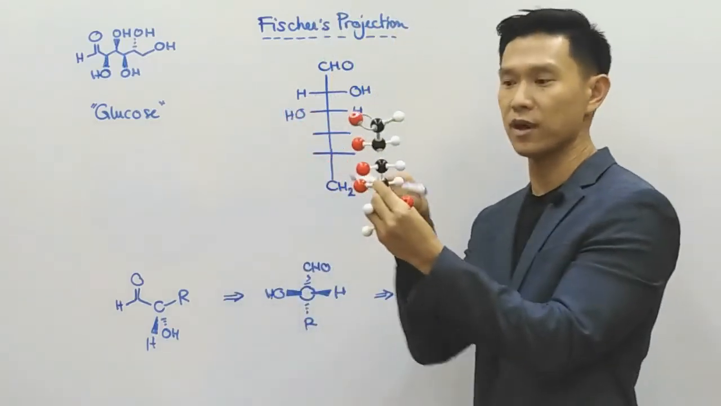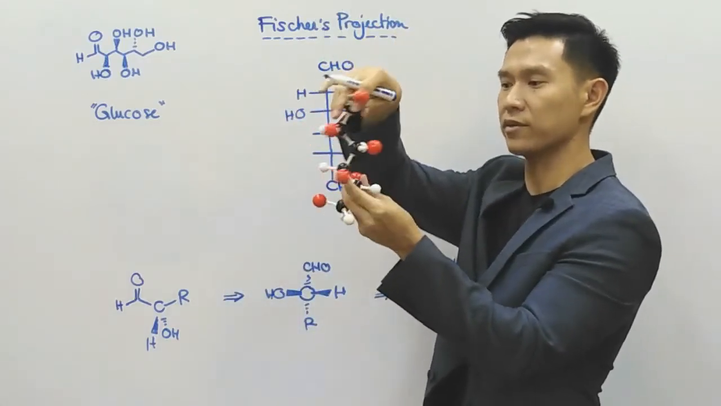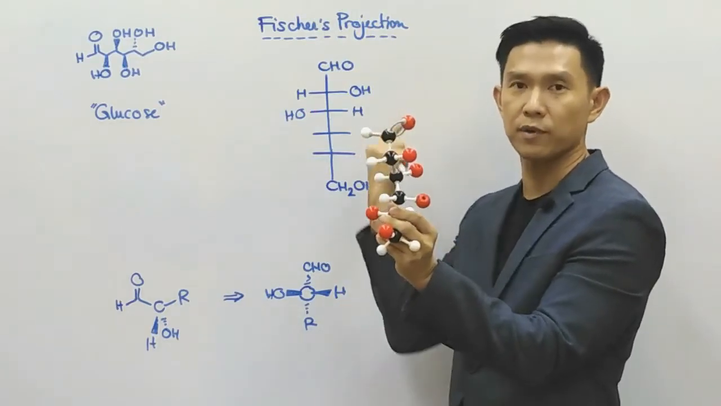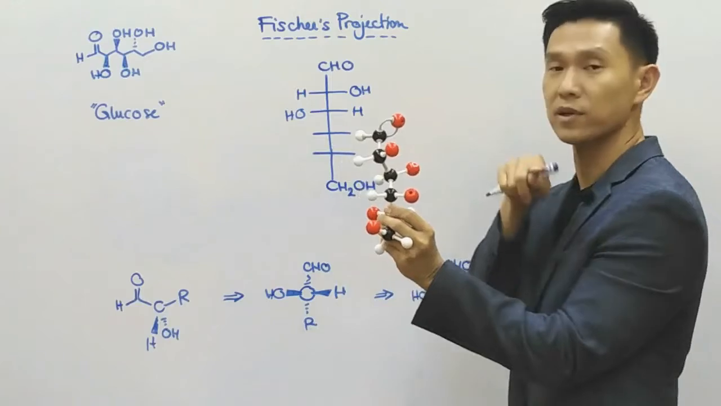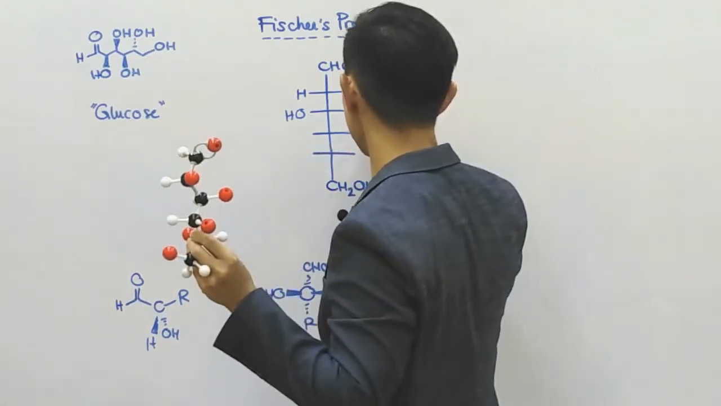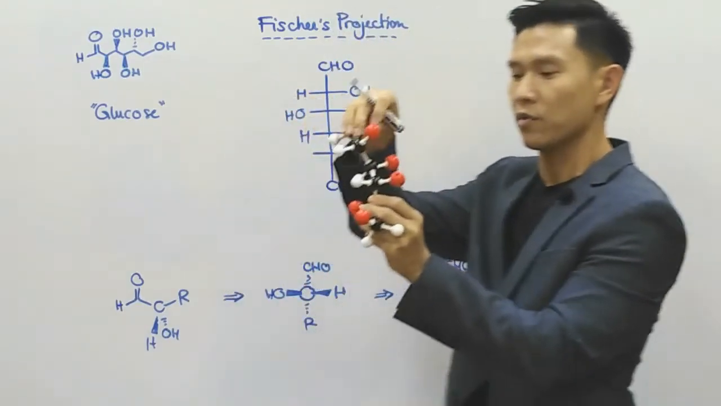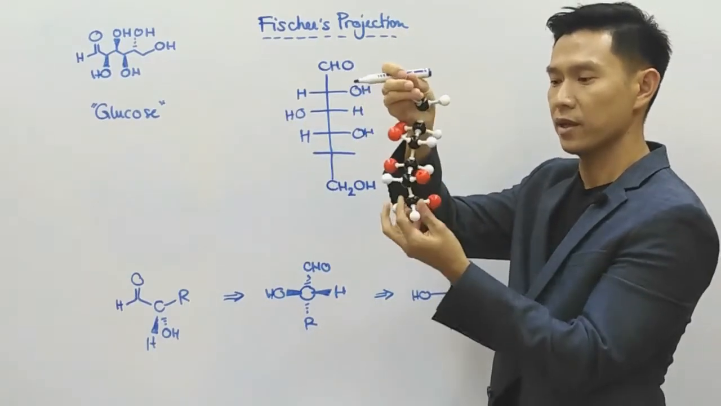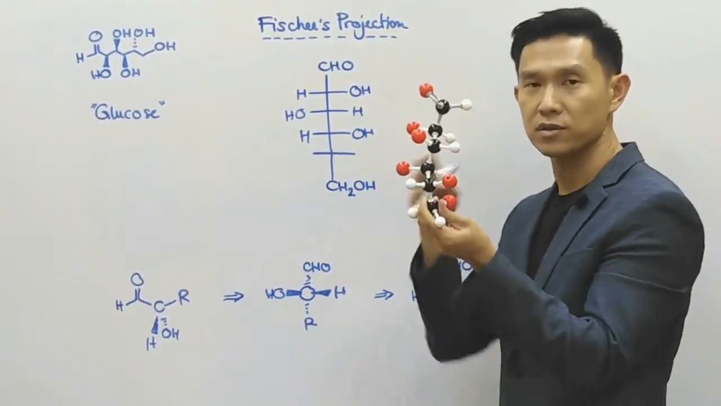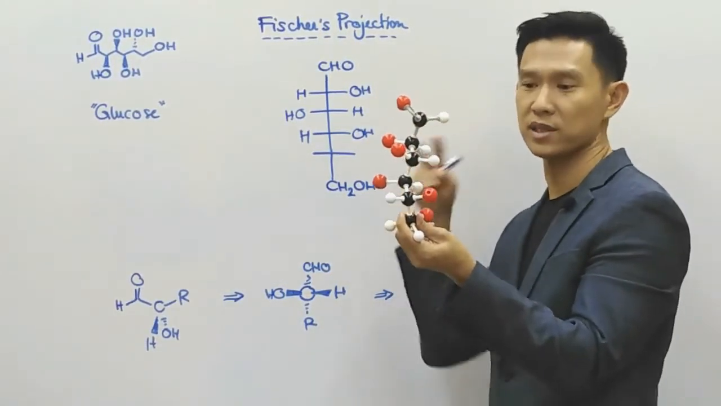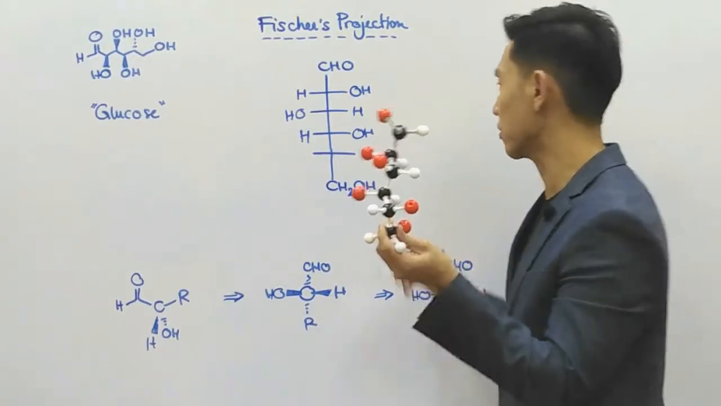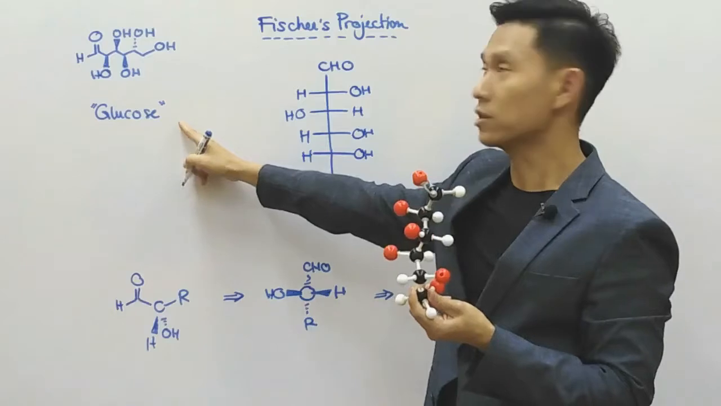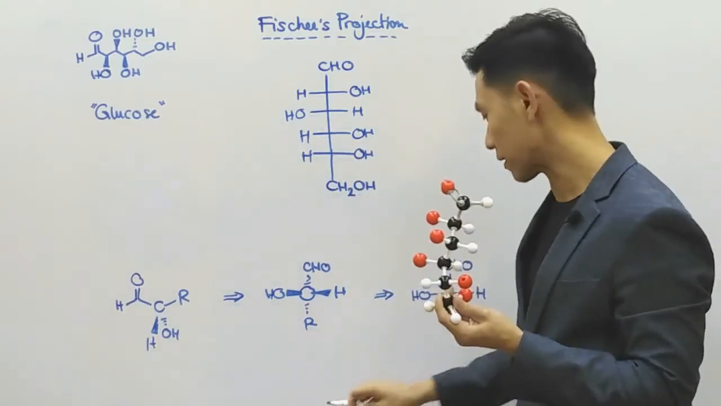Now for the fourth carbon, you have to turn it 180 degrees again, to let the vertical line point outwards and the horizontal line point toward yourself, and then your OH will be on the right. And with carbon number 5, turn it 180 degrees again. As you can see, the vertical line is outwards and the horizontal line is toward you. OH will be on your right. So from this glucose, you change it to a Fischer projection like this.